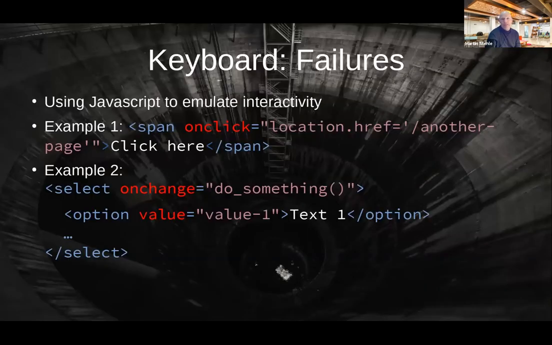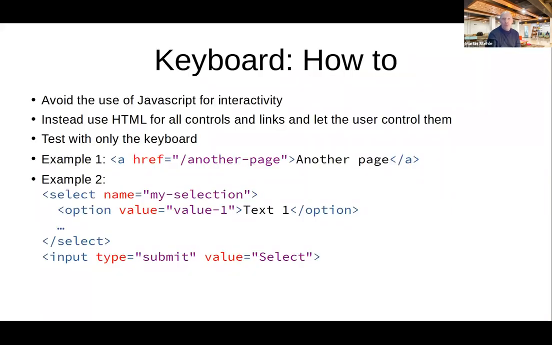What can you do wrong? Yeah, you do not use HTML properly. For example, here's a span element with the onclick attribute. That is not a link for a machine. It's something you invented. Or the onChange event on the selection field, it leads to some orientation failure, right? How to do it properly? Well, avoid the use of JavaScript for interactivity and use HTML.